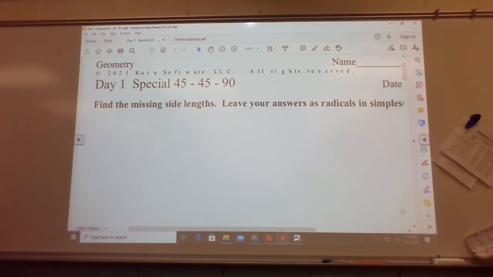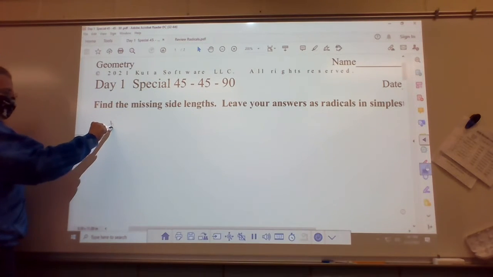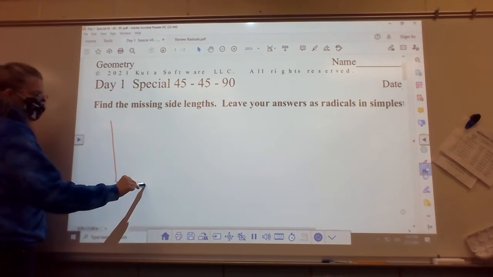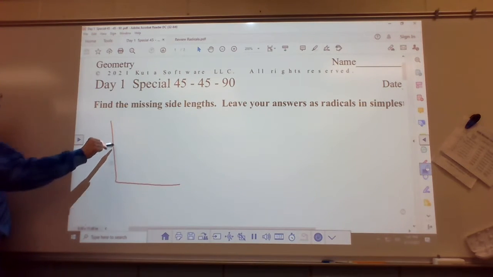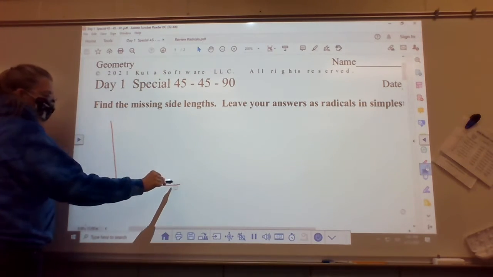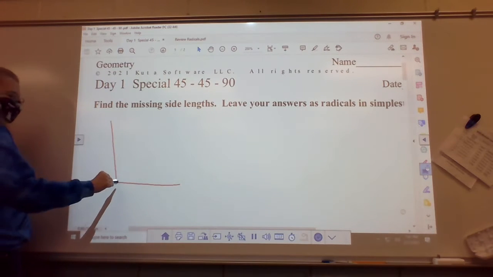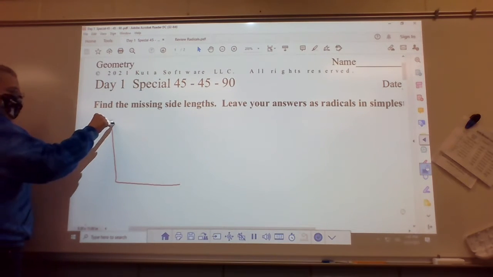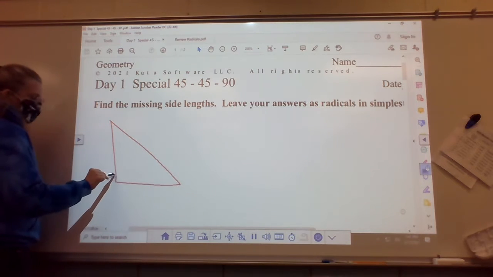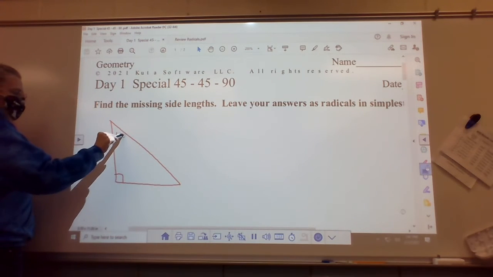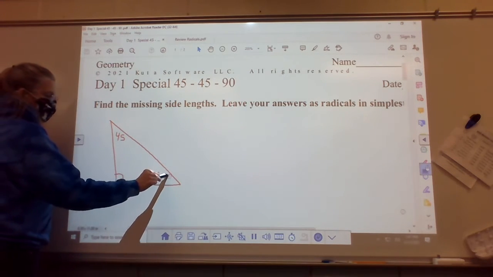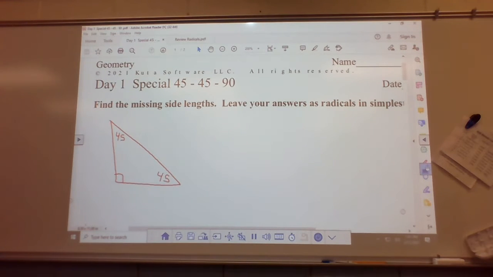So the first thing I want you to do is draw yourself a right triangle. Try to make sure the two legs look very equal. So don't do a real skinny one. Make sure these are as balanced as you can. Draw the hypotenuse. And we're going to mark this 45, 45, and then the box for 90. So that's our special right triangle, 45, 45, 90. So go ahead and get that drawn.